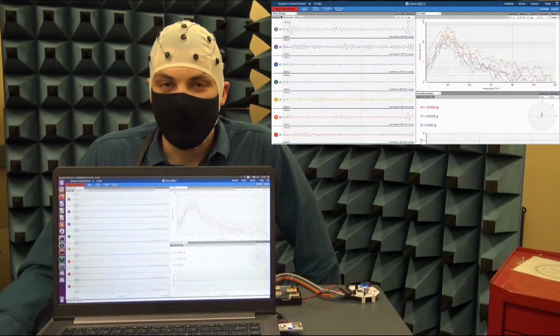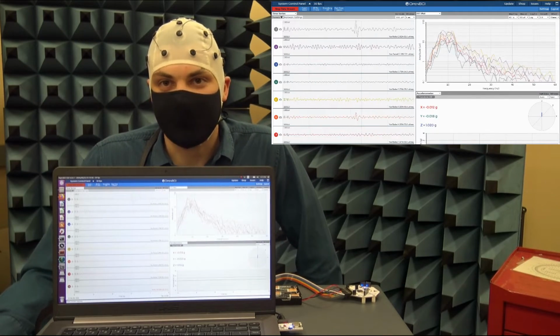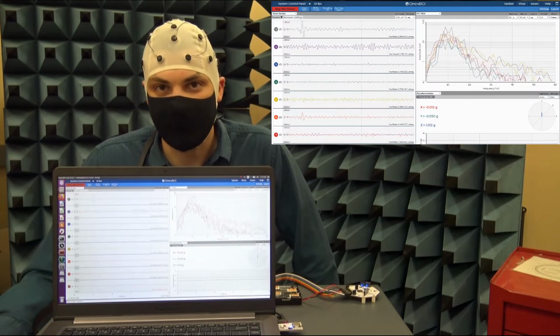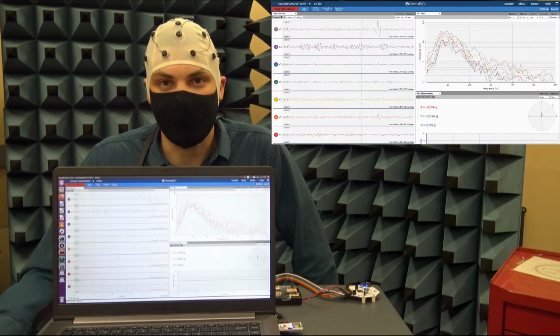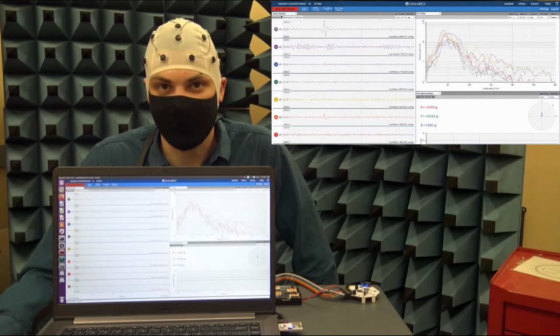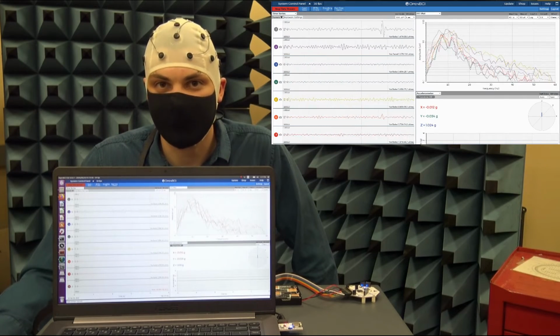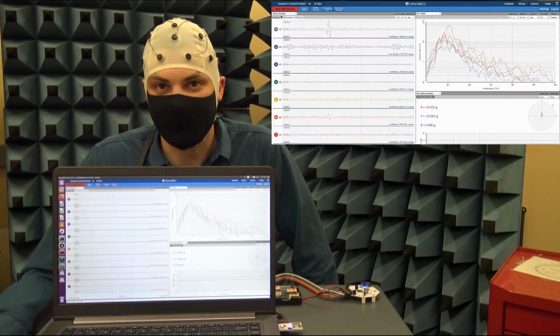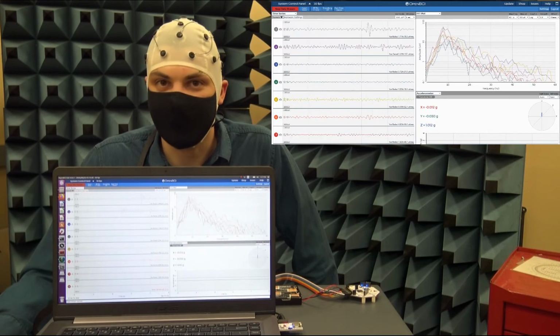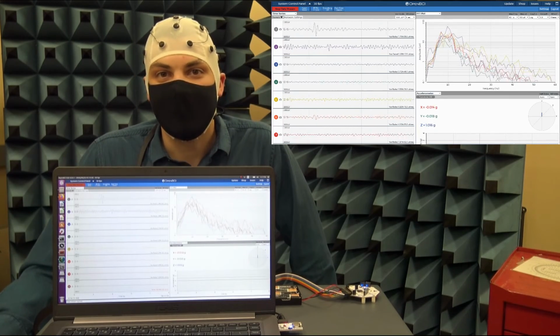I would like to be able to show more motor cortex signals. Unfortunately, the GUI does not have the signal processing techniques required to isolate and properly display motor cortex signals resulting from, say, finger movement or etc. That's all I wanted to demonstrate.